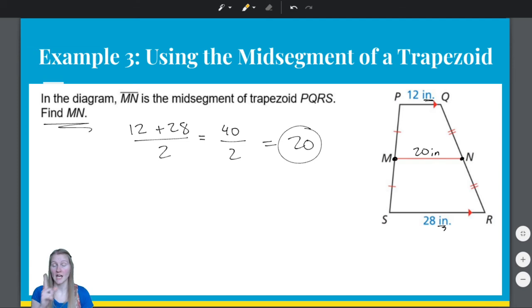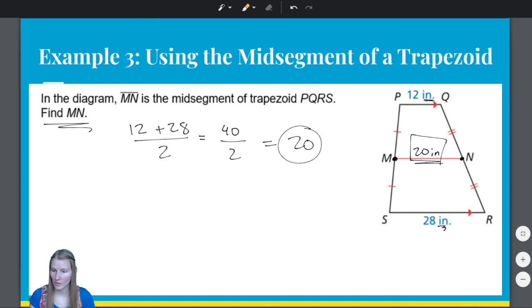And I can check because 12 plus 8 is 20, and 28 minus 8 is 20. So yeah, because they're both 8 away, 20 is indeed the average of the bases. Awesome, and 20 inches, don't forget your units.